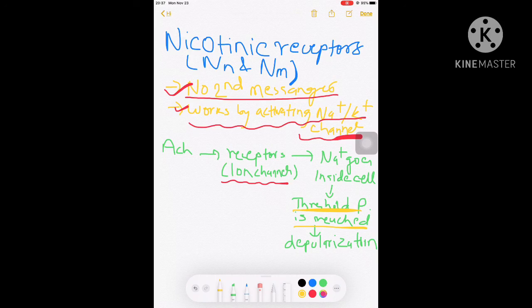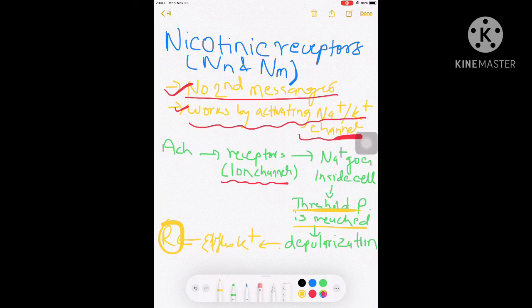After this depolarization has completed, K plus or potassium efflux occurs through voltage gated potassium channels. This K plus efflux causes repolarization. So this is how acetylcholine works through both NN and NM type of receptors.